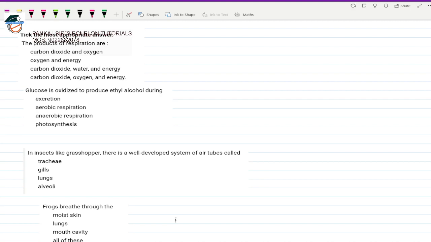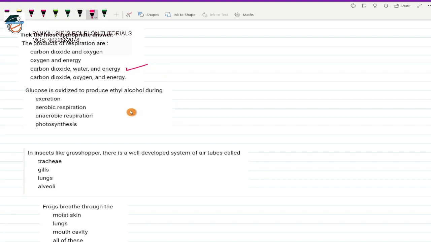So today's first question is, tick the most appropriate answer. The products of respiration are: carbon dioxide and oxygen, oxygen and energy, carbon dioxide, water and energy, or carbon dioxide, oxygen and energy. So they have asked about the products of respiration. So what are the products of respiration? It has to be carbon dioxide, water and energy, nothing else. So this is the right answer.